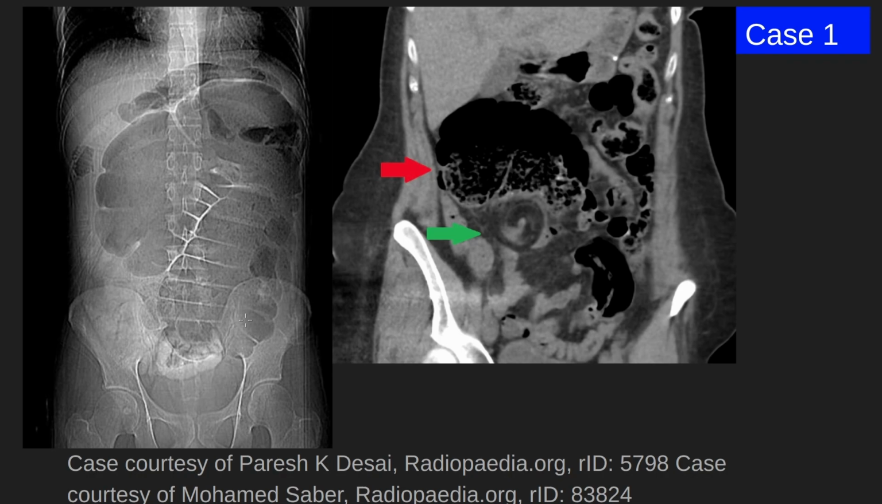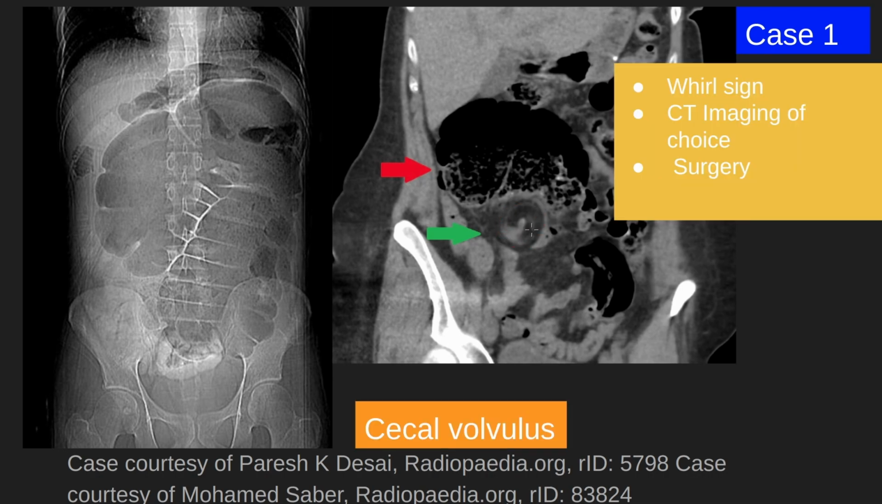So here's the CT. This is a coronal CT, which shows this dilated loop of large bowel, presumably cecum, in the right lower quadrant, and there is mesenteric swirling present in the mesentery of the cecum, right there. These are the twisting vessels, suggesting cecal volvulus. The important finding to consider is that the whorl sign on CT imaging is characteristic, and surgery is the treatment of choice. Endoscopic intervention cannot reduce this volvulus, as opposed to the sigmoid volvulus, which we will see later.